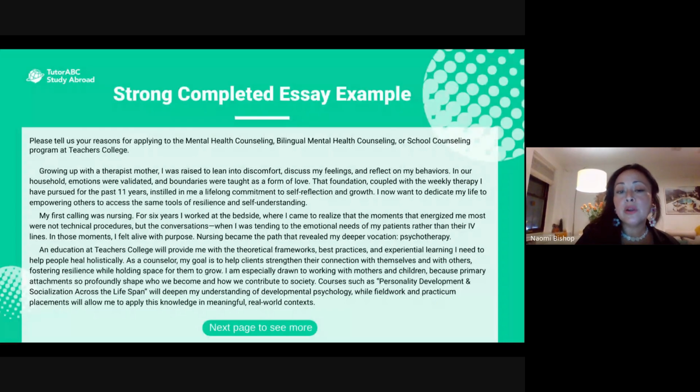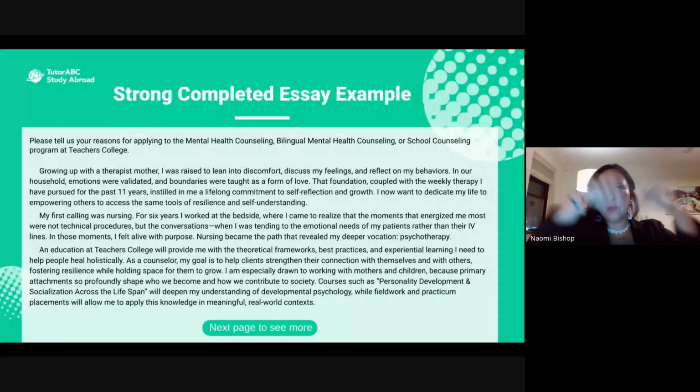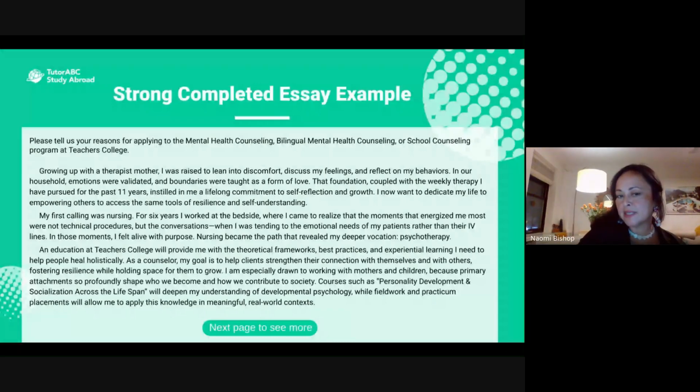So what's going on here, I'm going to break it down for you. The first sentence is being concrete about exactly what an education at Teachers College will provide the student with. So it's not some super specific thing. It starts with a rainbow sentence, an overarching sentence: theoretical frameworks, best practices, experiential learning, and holistic learning. And then the next sentence ties the student's goal directly with the first sentence.